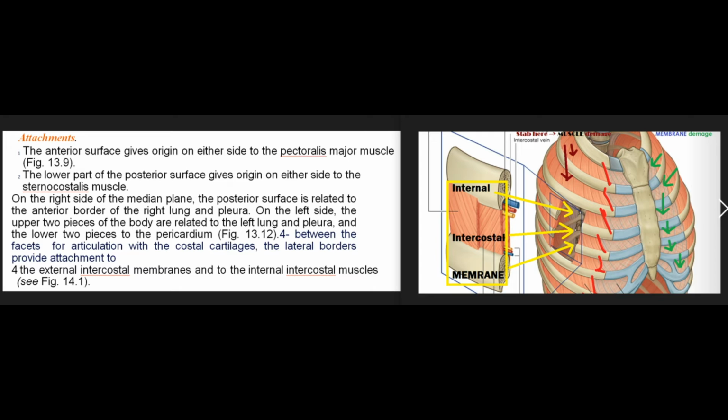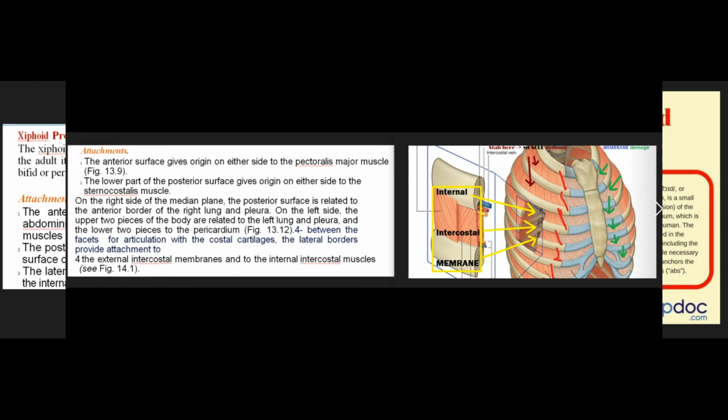Between the facets for articulation with the costal cartilages, the lateral borders provide attachment to the external intercostal membranes and to the internal intercostal muscles.